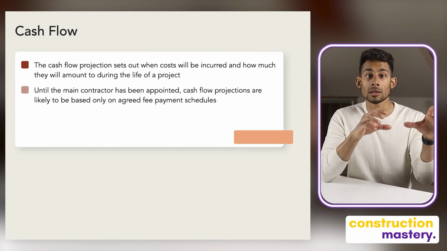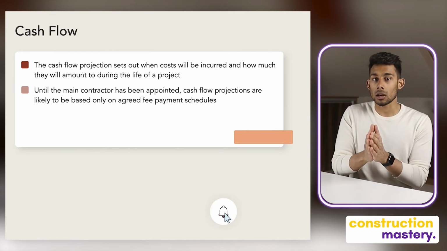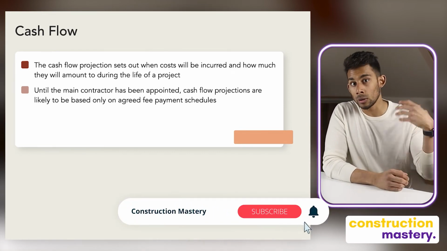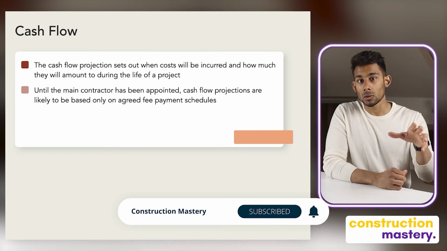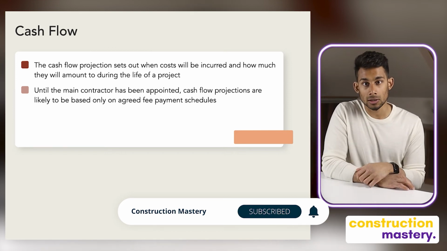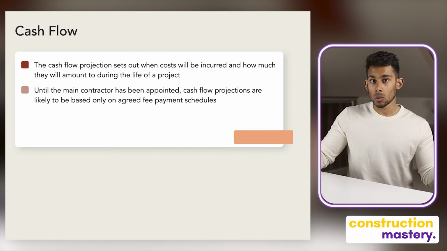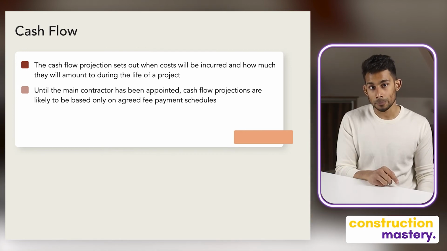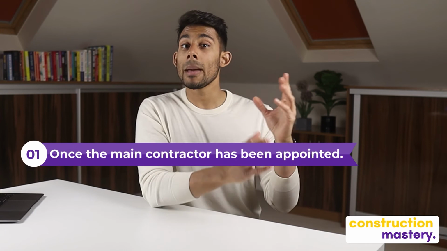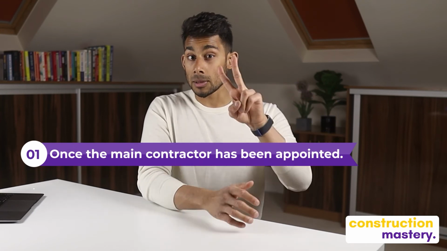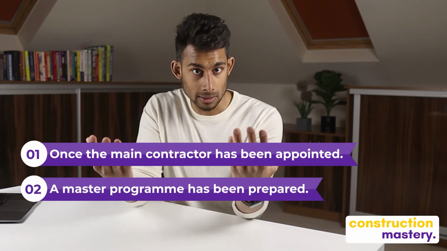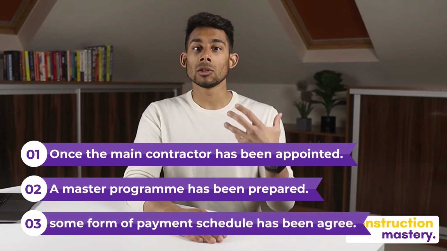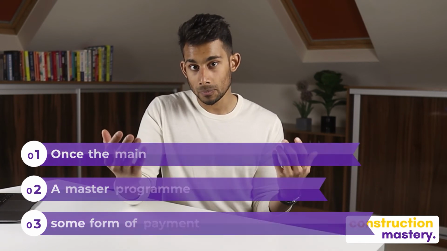Until the main contractor has been appointed, cash flow projections are likely to be based only on agreed fee payment schedules for consultants and a simple division of the construction costs over the likely construction period, or perhaps an allocation of construction costs over an S-curve distribution. So cash flow projections only become reliable when 3 things happen. Number 1, once the main contractor has been appointed. Number 2, the master program has been prepared. And number 3, some form of a payment schedule has been agreed.